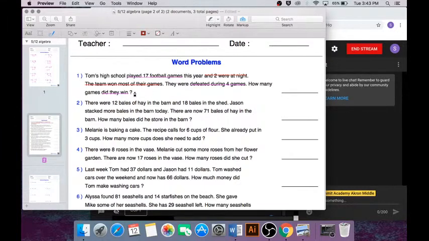So our equation would look like the 17 games in total minus the 4 games that they lost is 13 games in total. So they won 13 games.